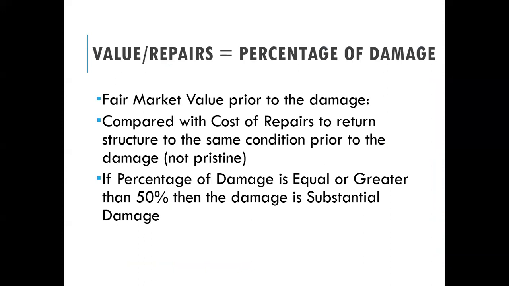Of course, values and repairs: the fair market value prior to the damage compared to the cost to return the structure to its pre-damage condition. Again, not pristine, unless the condition was pristine prior to the damage. And if it's equal to or greater than 50%, then that's how substantial damage is determined. I think there are some communities that have a lower threshold, or again, cumulative improvements would also be factored into this. So if you have cumulative improvement in your ordinance, then you're also looking at any improvements or damages from the last 5 years. So you're probably going to want to look through those permit files to make sure that you're including that in your determinations.